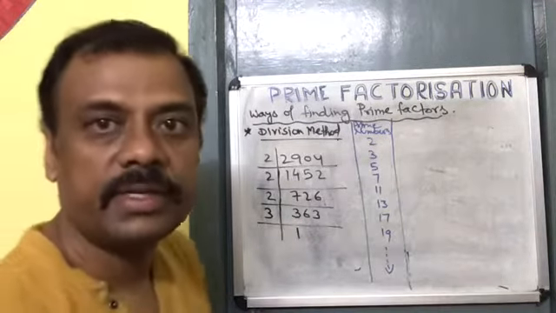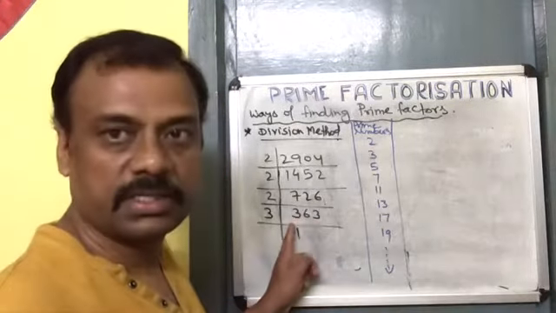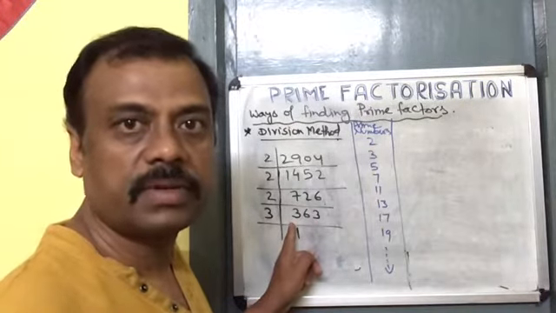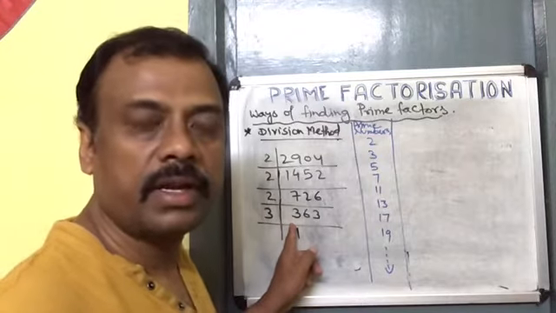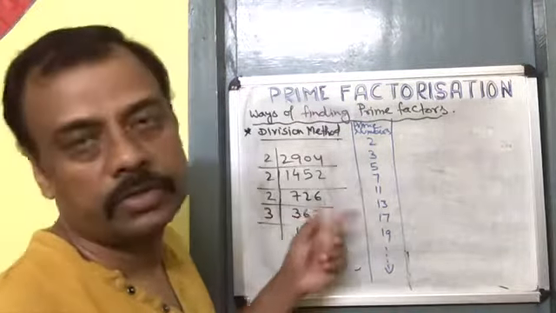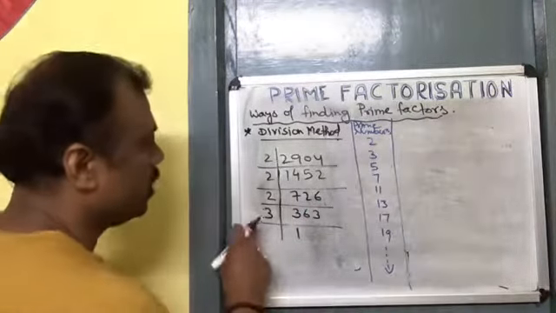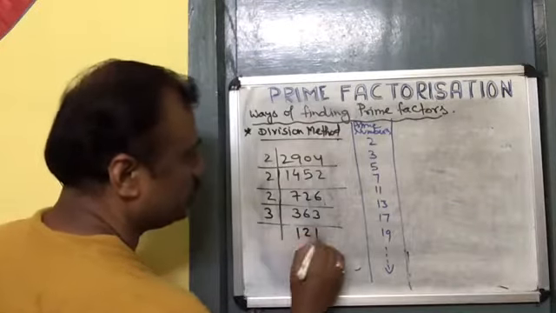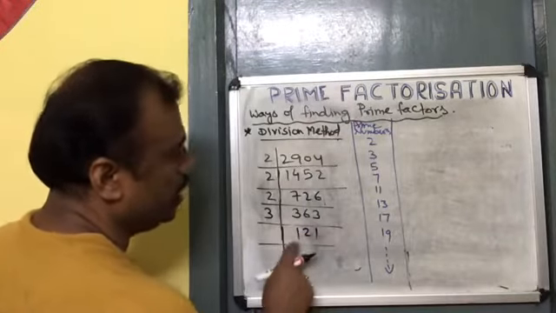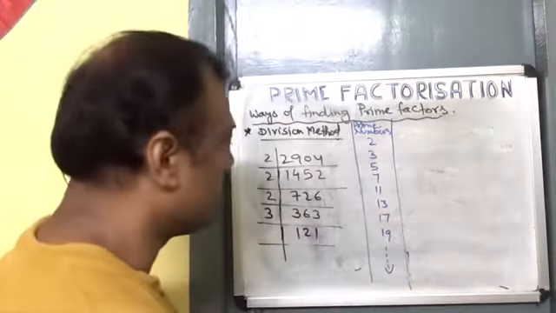What is the divisibility criteria of 3? That when the sum of the digits of a given number is divisible by 3, that number will be divisible by 3. So 3 plus 6 is 9, plus 3 is 12. 12 is divisible by 3, so this number is also divisible by 3. 3 1s are 3, 3 2s are 6, 1. Okay, now 1 plus 2 is 3, plus 1 is 4. 4 is not divisible by 3.